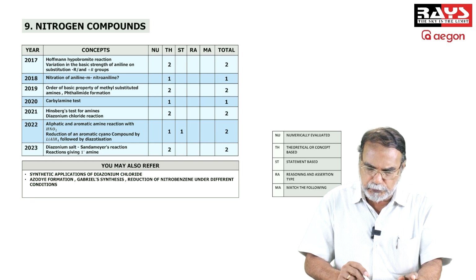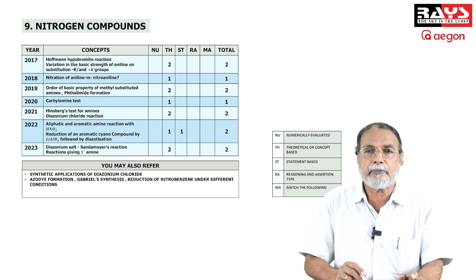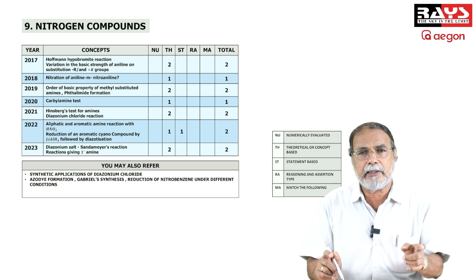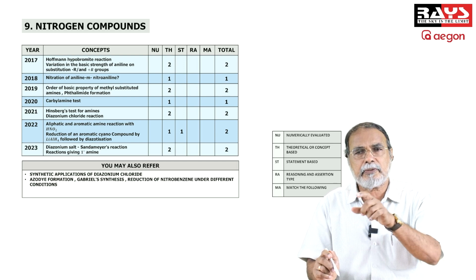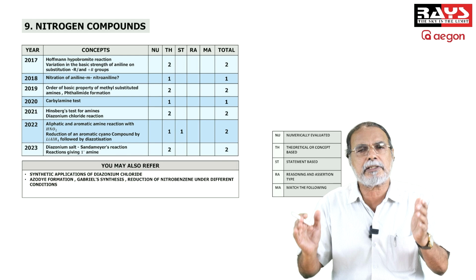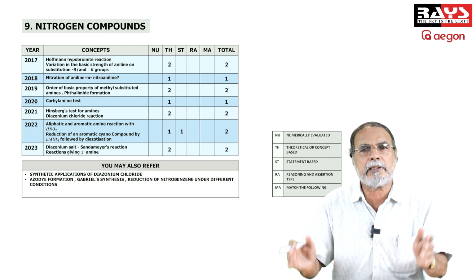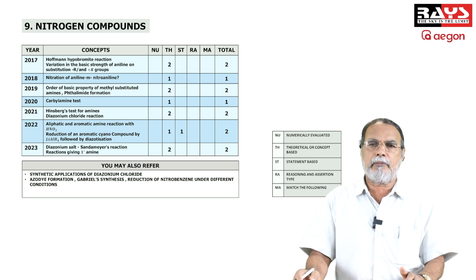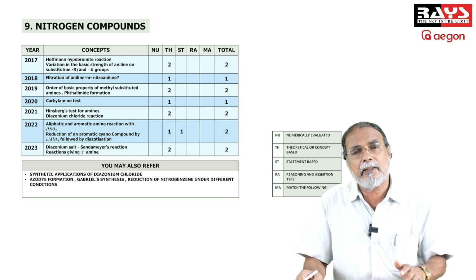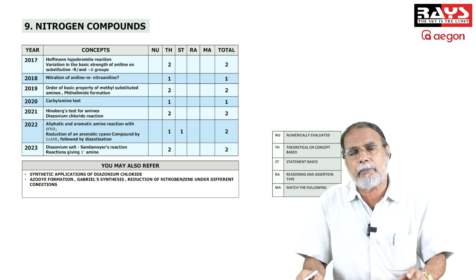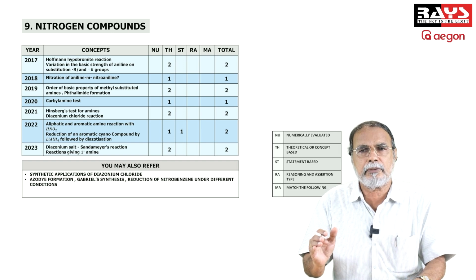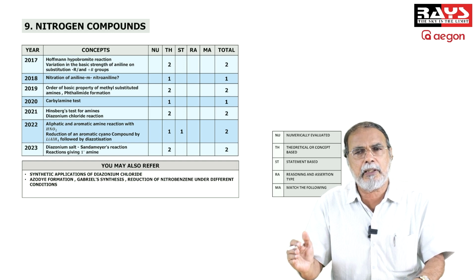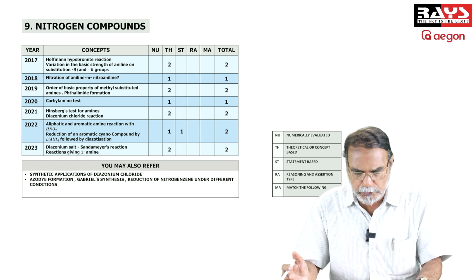And in 2022, there was a reaction of aliphatic and aromatic amines with nitrous acid. What is the difference in aliphatic amines? On reaction with nitrous acid, you get an unstable diazonium salt, which spontaneously decomposes to give the carbocation, which is attacked by the water molecule to give an alcohol as a product. Whereas in aromatic amines, you have diazotization to give fairly stable diazonium salts in solution.